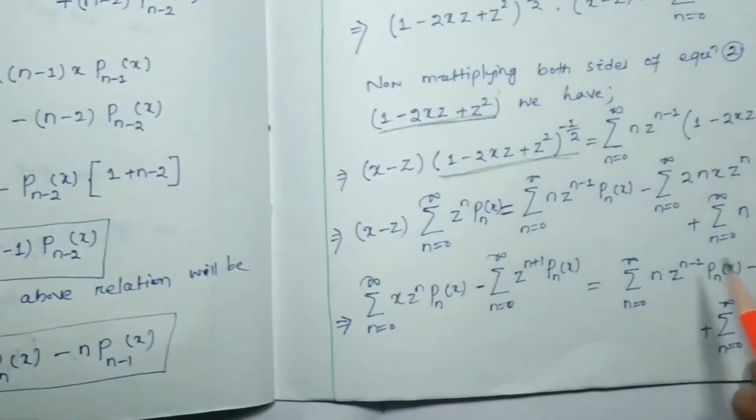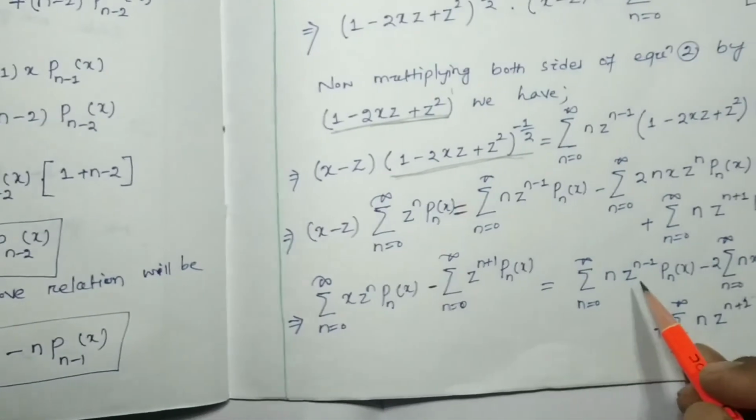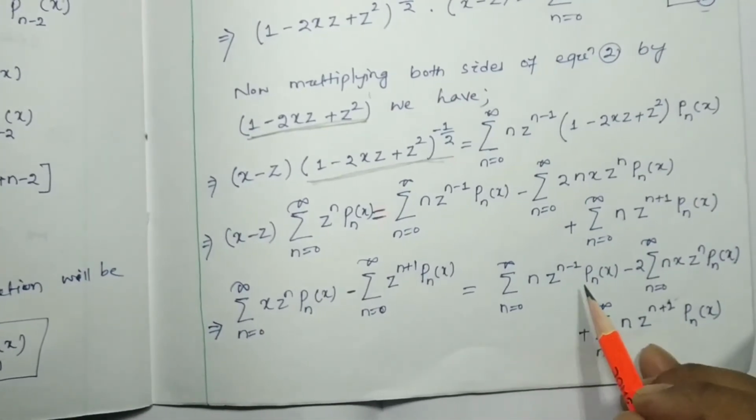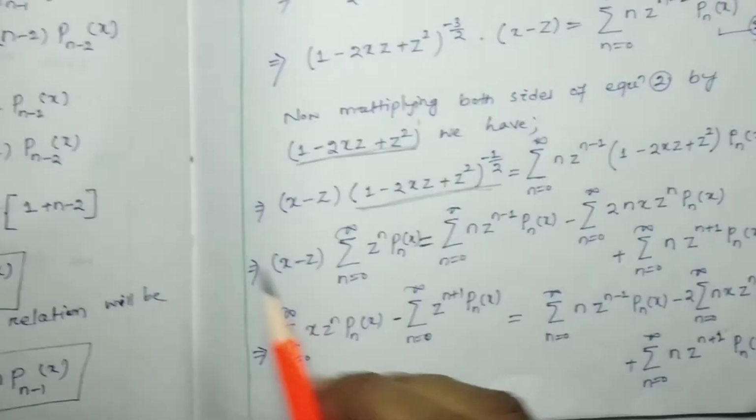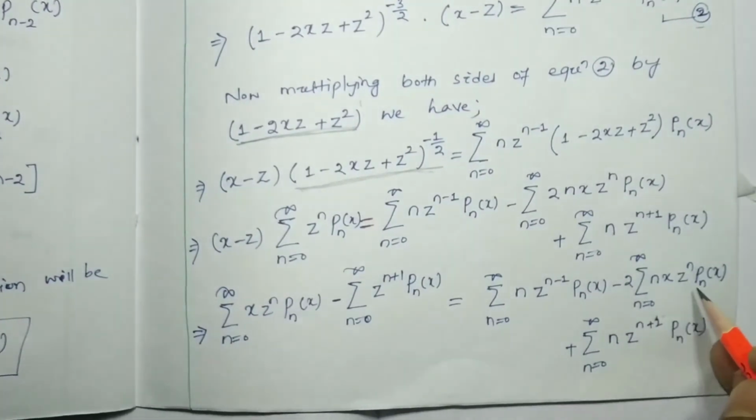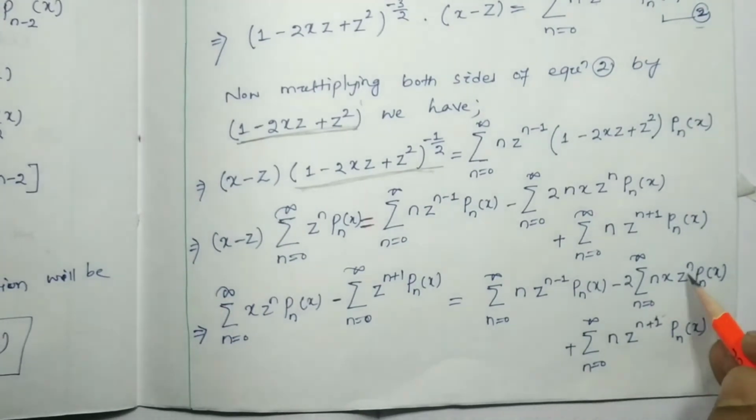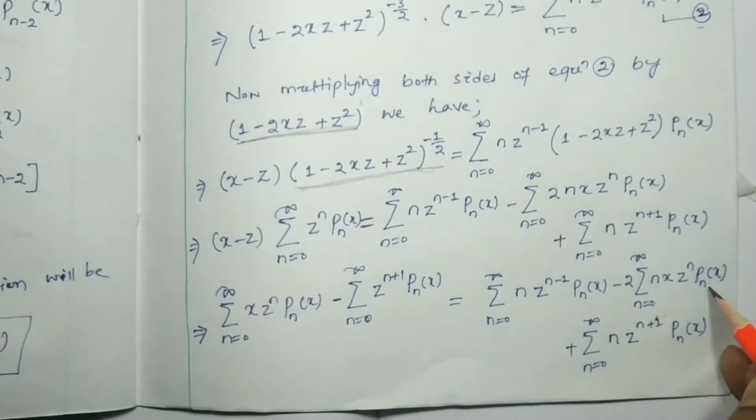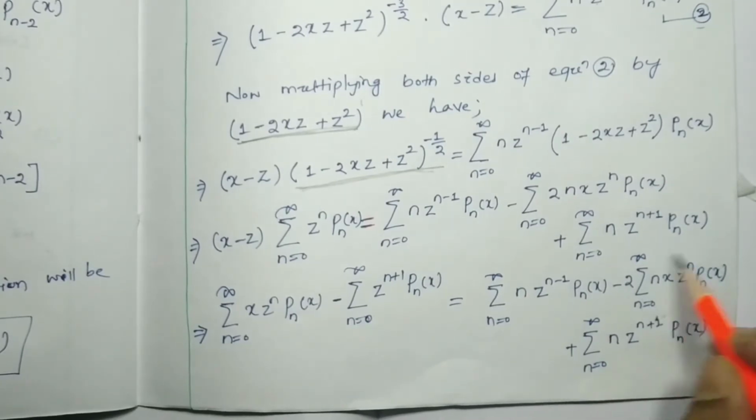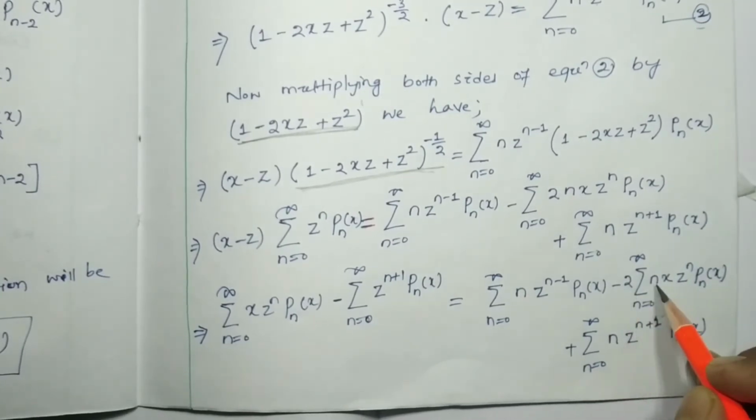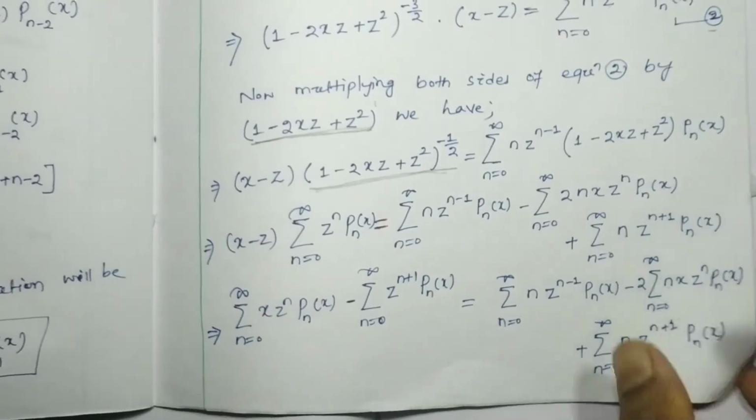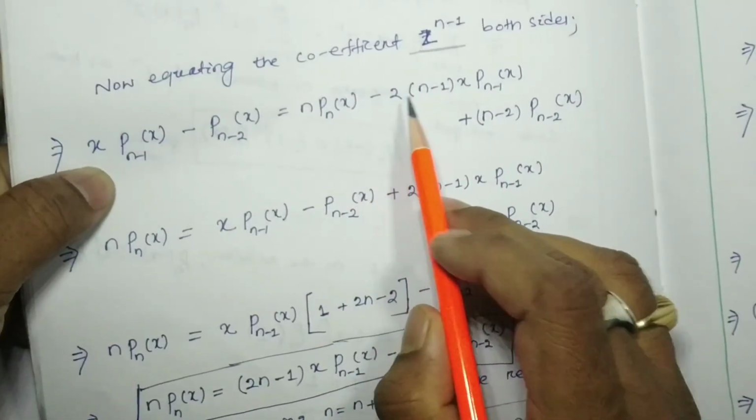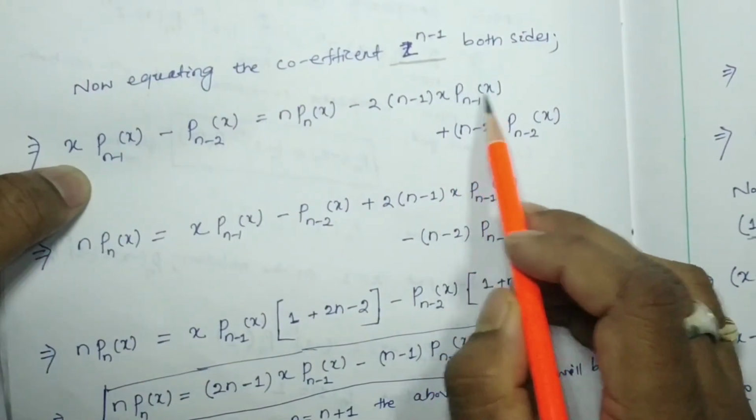Then on the right-hand side, z to the power n minus 1 is already here, so the coefficient is n Pn of x. Then the second term has n. To get n minus 1, we write n minus 1 here. The coefficient of z to the n minus 1 for this term will be 2 into n minus 1 into x into P n minus 1 of x. So I have written minus 2 into n minus 1 into x into P n minus 1 of x.